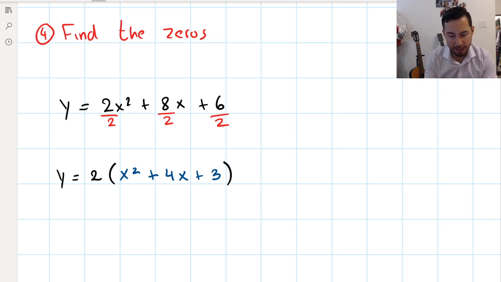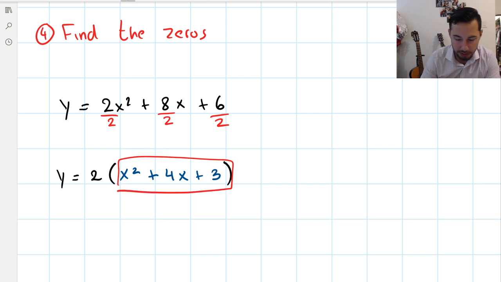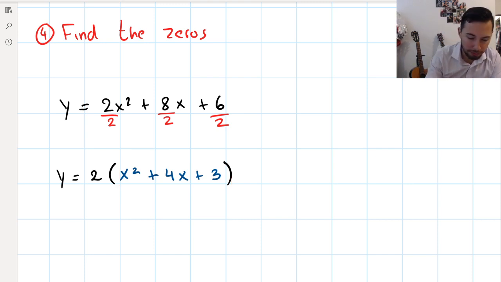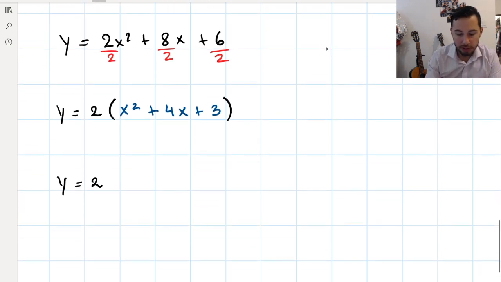Now this is a coefficient of 1 equation, and I'm just looking at this part right here. I guess you can't see me blocking it, but all I'm doing is looking at this. Once I took that 2 out, that's out of the equation. I don't have to look at it anymore for the sake of finding the zeros. So I'm going to rewrite this, and this is going to be y is equal to 2 times whatever I'm left with. So now this is a coefficient of 1.